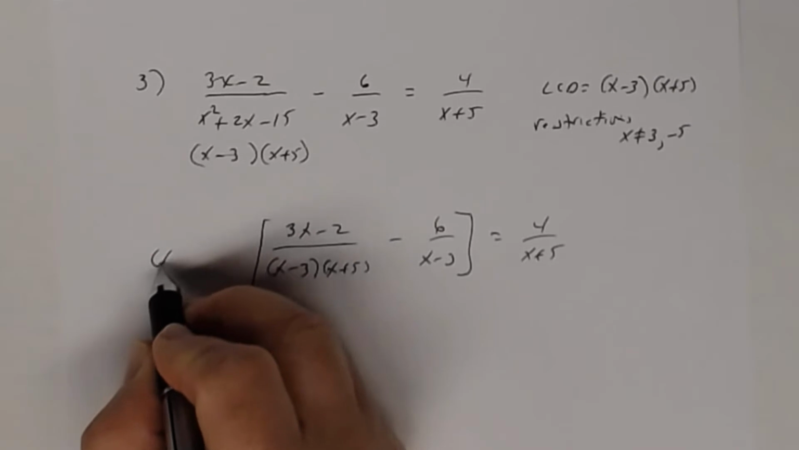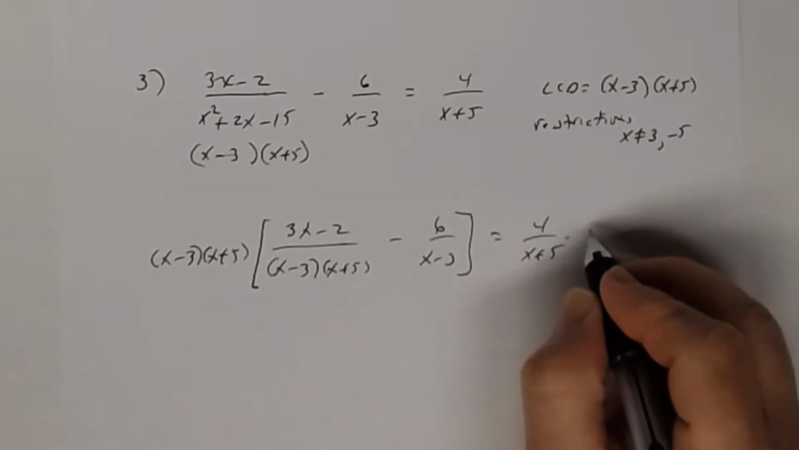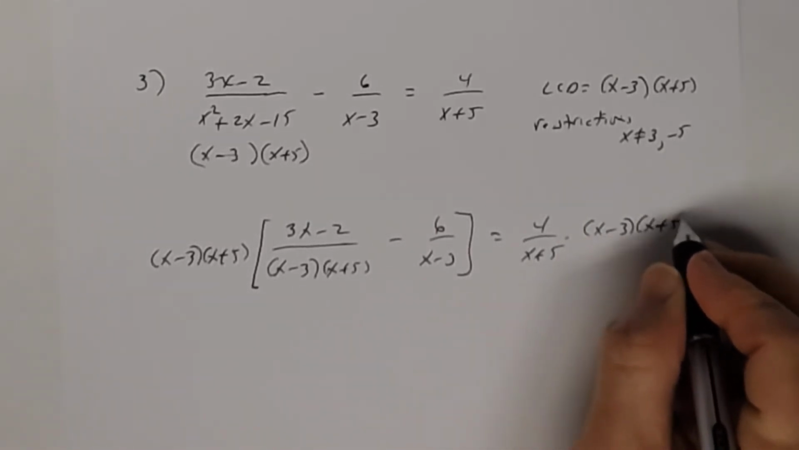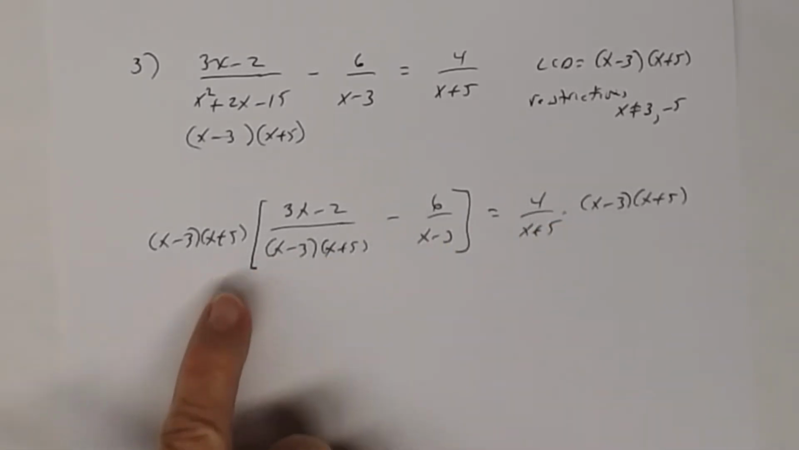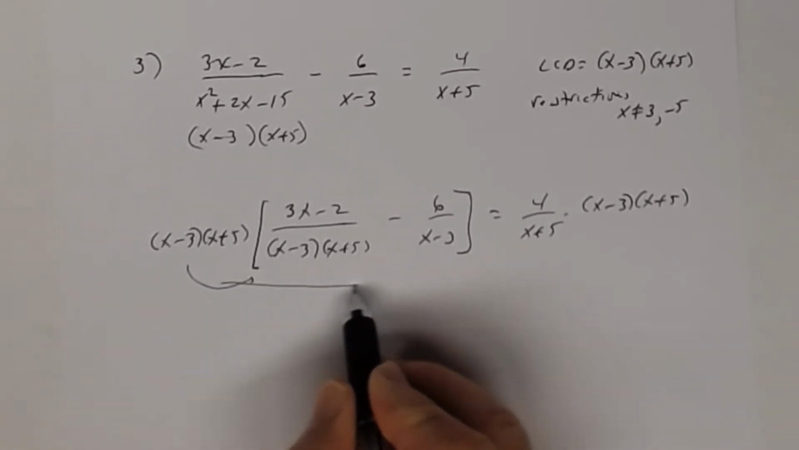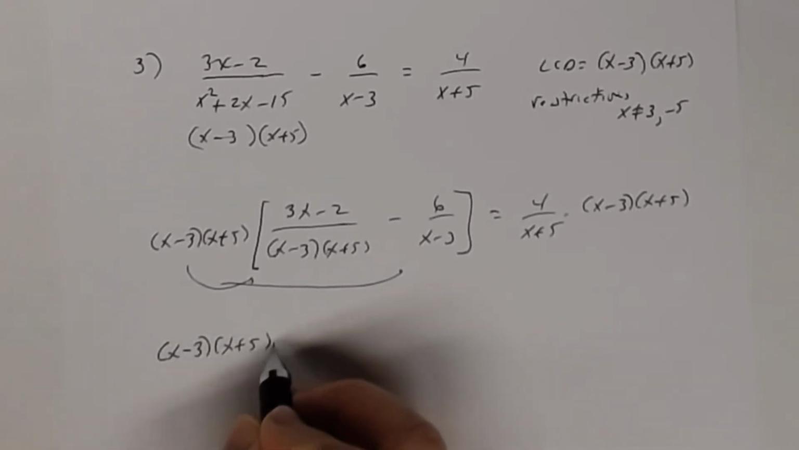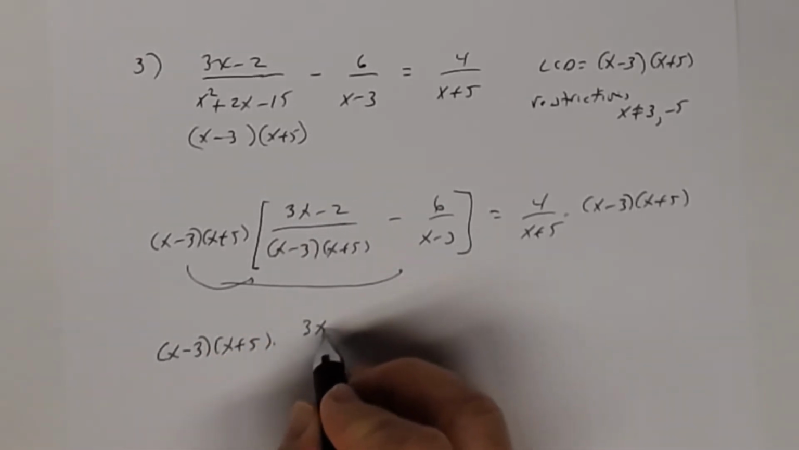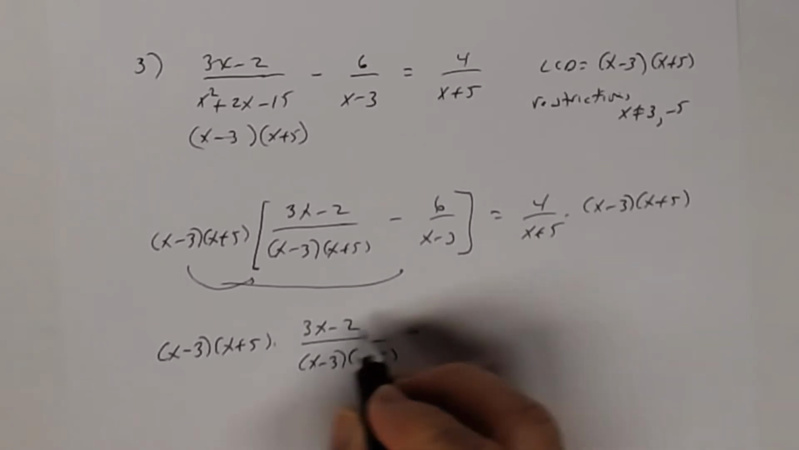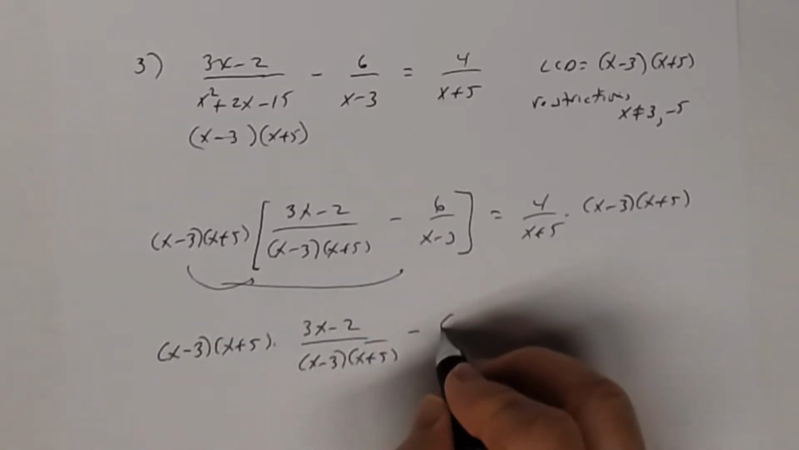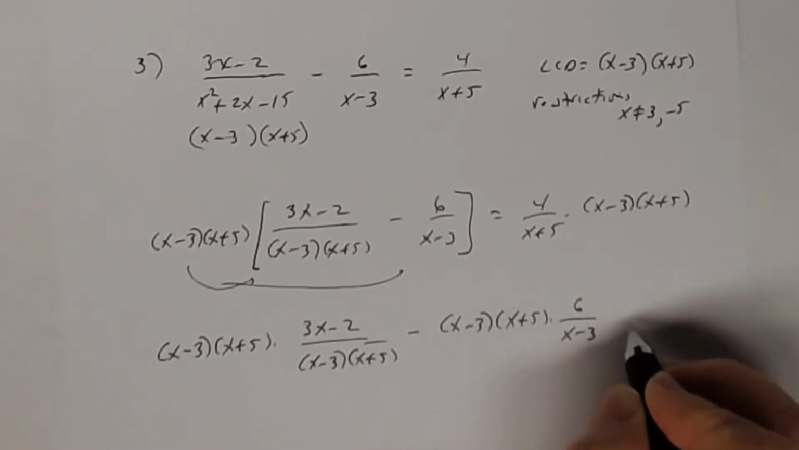Now I'm going to multiply both sides by the least common denominator just like this. So x minus 3 times x plus 5, and then x minus 3 times x plus 5. Okay, so what you do to one side, you must do to the other. Mathematically, that must be shown. Now I'm going to go ahead and distribute. And so I get the least common denominator, x minus 3 times x plus 5, times that first rational expression, 3x minus 2 divided by x minus 3 times x plus 5, minus, and then the least common denominator times this one, so x minus 3 times x plus 5 times 6 divided by x minus 3, equal.